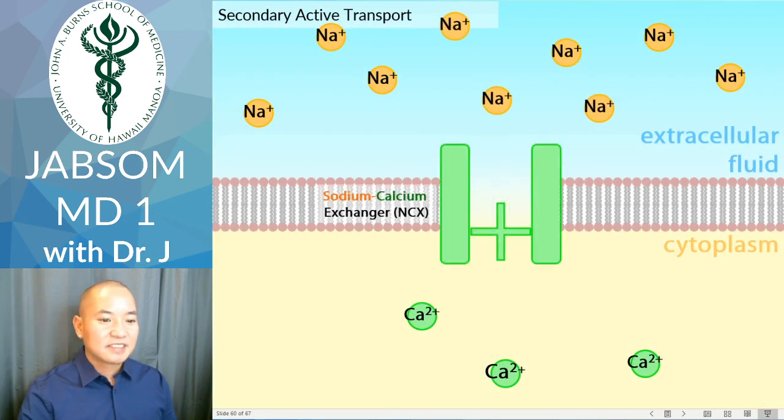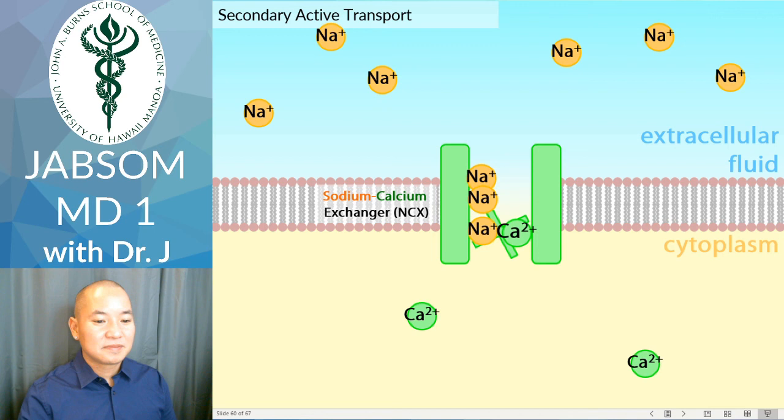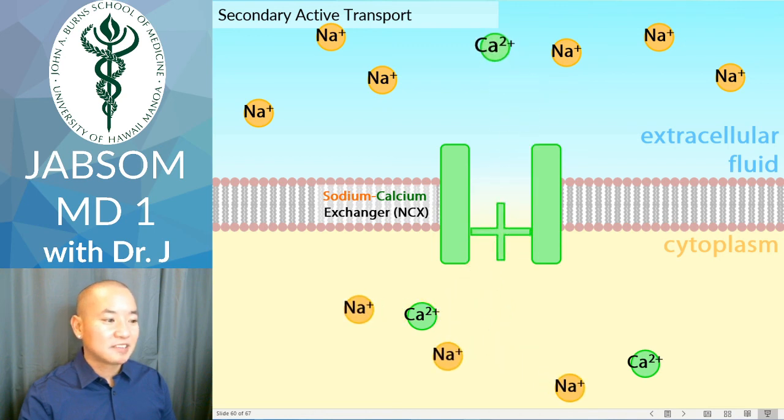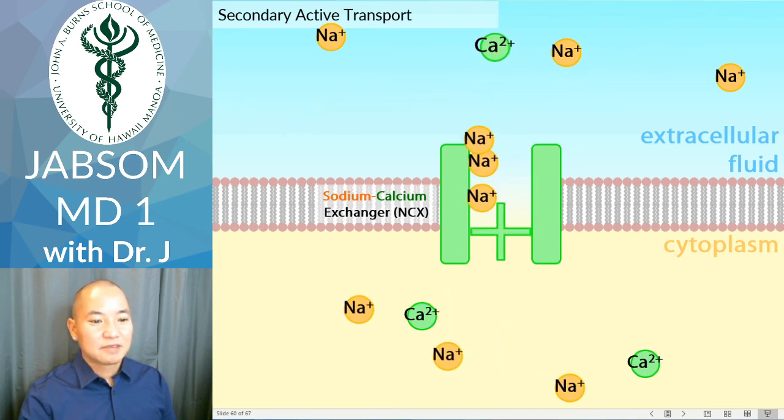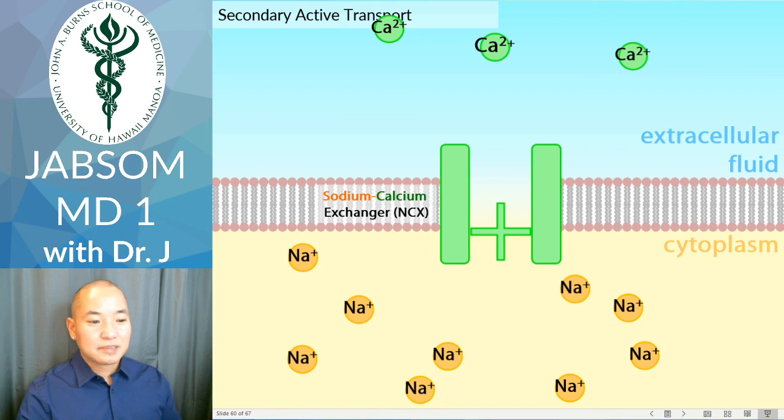So we have secondary active transport. And again, is there any ATP involved in this? Nope. So again, 3 sodium, 1 calcium, and this pumps calcium to the outside. And repeat it again, and now you have calcium being pumped to the outside at the expense of bringing in sodium. Again, no ATP at any point. This is secondary active transport.